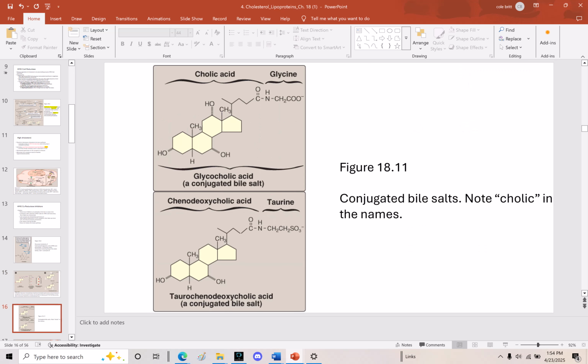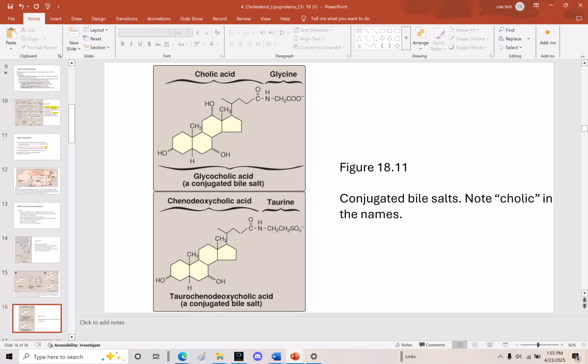And so bile salts are always conjugated. I shouldn't say always, but here again, these bile salts are made from cholesterol, and they usually are conjugated with something. But you don't have to remember that. Just keep in mind that with bile salts there's not one type. There's lots of types of bile salts, but they're all made from cholesterol.